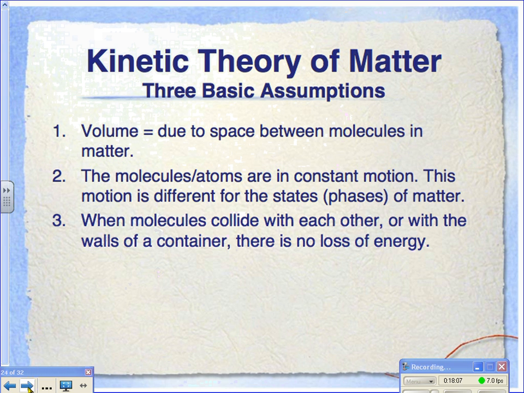When molecules collide with each other or with the walls of a container, we assume there is no loss of energy. And the reason is because they are so incredibly tiny that whatever minutia of amount of energy they lose when they slam into something is really not anything that chemists are concerned about measuring. So we assume that they're moving at the same speed all the time, no matter what they hit.